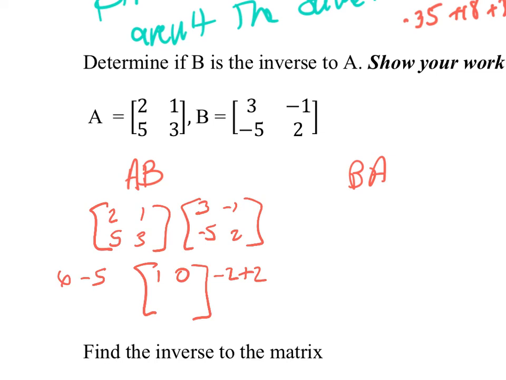Okay, second row, first column. 5 times 3 is 15. So 3 times negative 5 is negative 15, so I get 0. Second row, second column. 5 times negative 5 is negative... Sorry, 5 times negative 1 is negative 5.